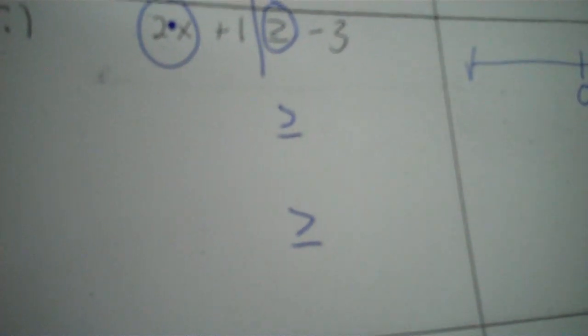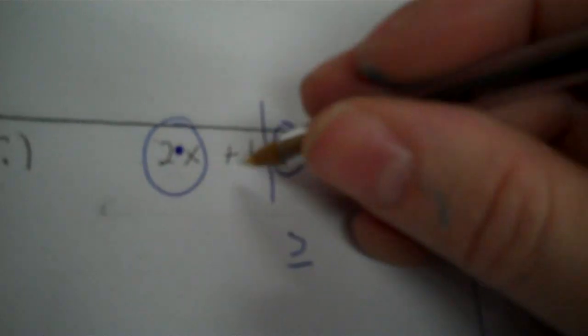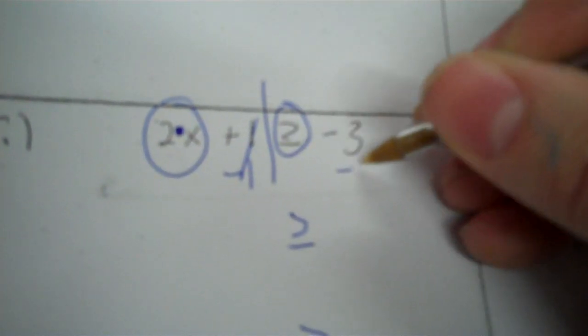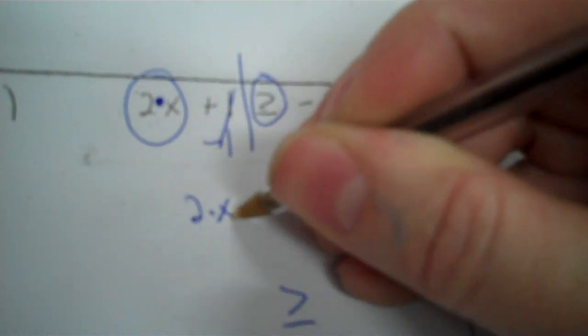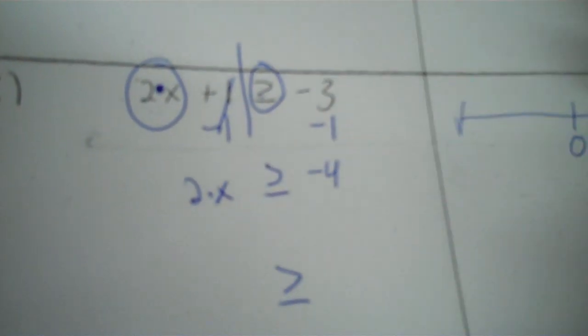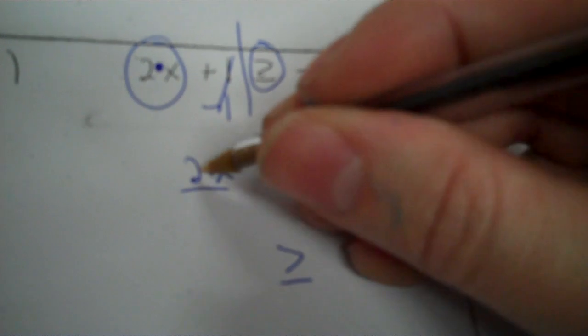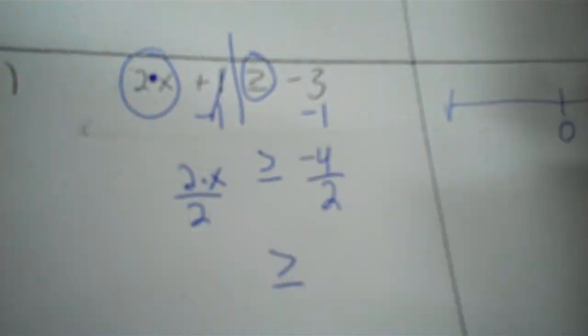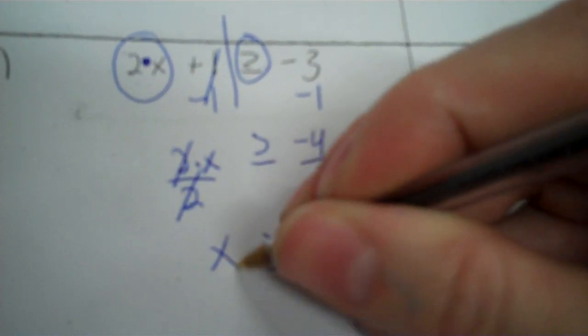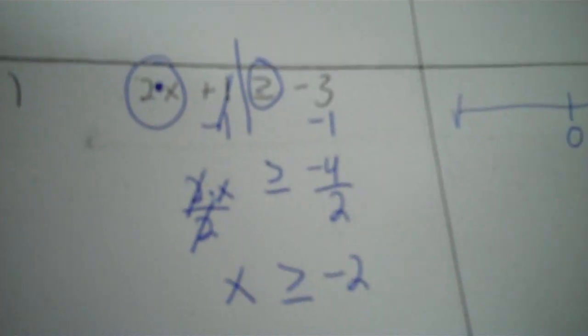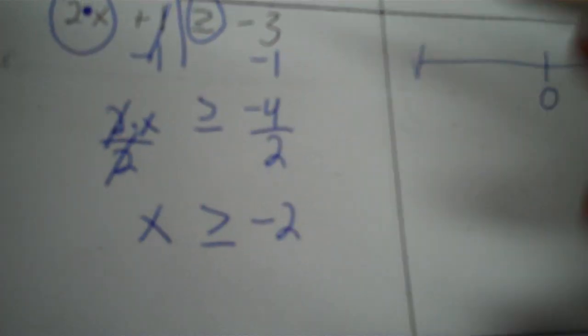So I kind of like to fill in my signs. Now I execute the steps. -1, -1, so 2 times x, -4, and then I'm dividing both sides by +2, okay? So we have x greater than or equal to -2. Make sure x comes before the -2, it does, okay?